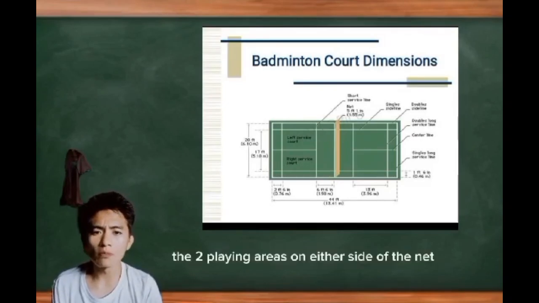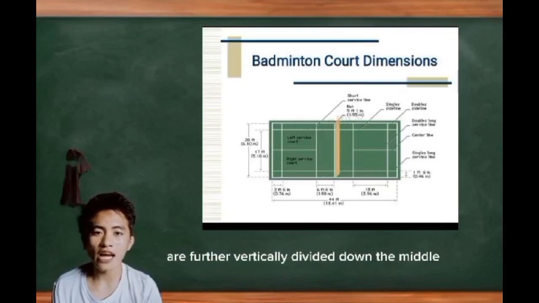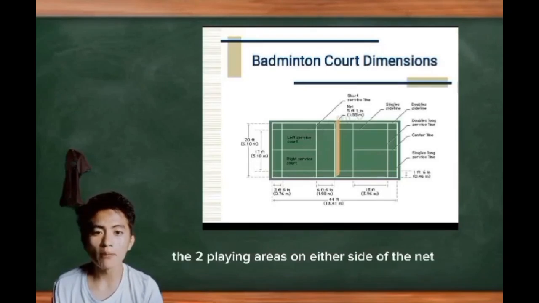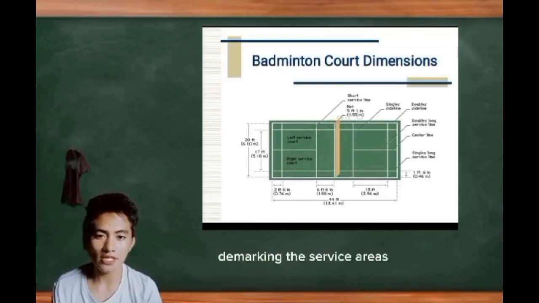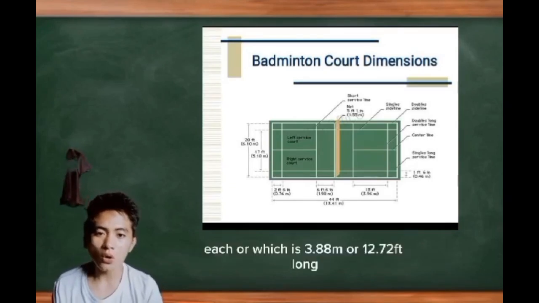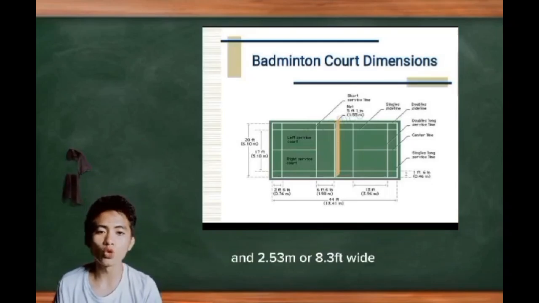The two playing areas on either side of the net are further vertically divided down the middle, demarking the service areas. This means a badminton court has 4 service courts, each of which is 3.88 meters or 12.72 feet long and 2.53 meters or 8.3 feet wide.